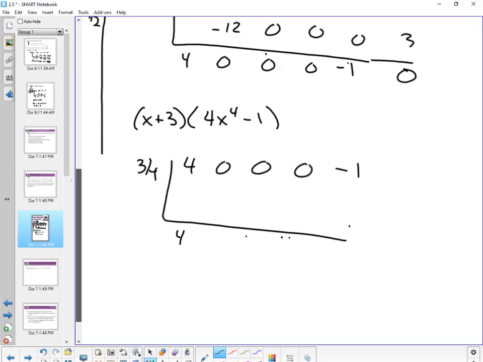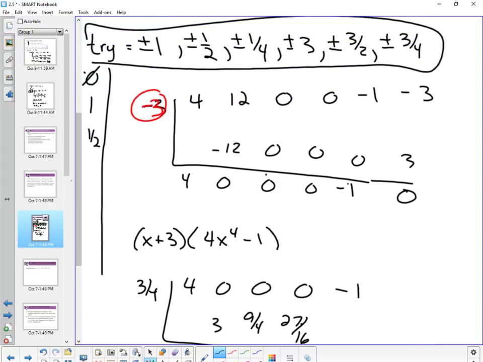3/4. So I've got 4. 3 times 4 is 12. 12 divided by 4 is 3. Right? So that's going to give me 3. This will give me 9/4. That'll give me 27/8. 27/16. My bad. I multiplied the top, but I added the bottom. That's going to give me 27/16. And then that's obviously not going to be 1, right? So I can discard 3/4.